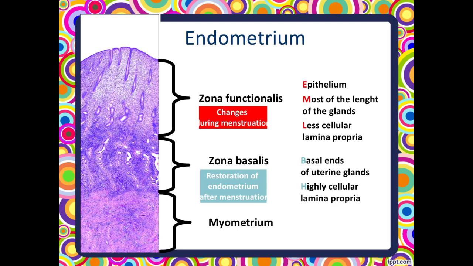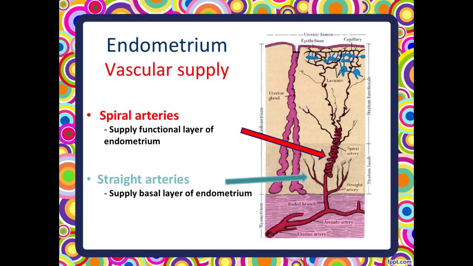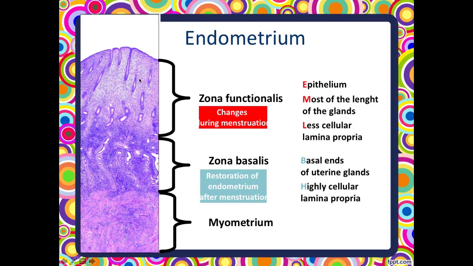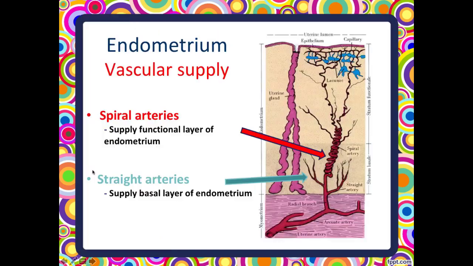Okay, so we said that. Okay, what about the vascular supply of these two layers? It is different. The functional layer of endometrium is supplied by spiral arteries. Spiral arteries are here, and they supply the functional layer. Straight arteries, which are here, supply the basal layer of the endometrium.